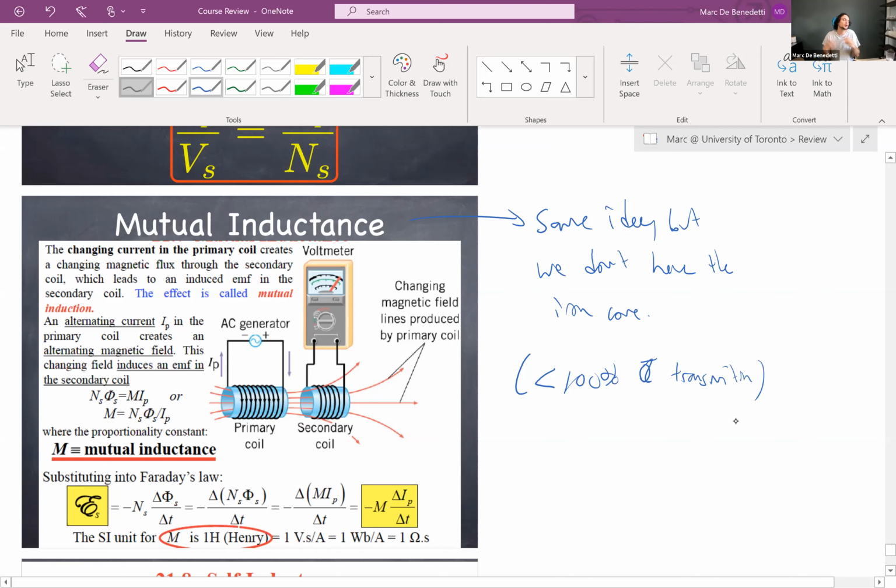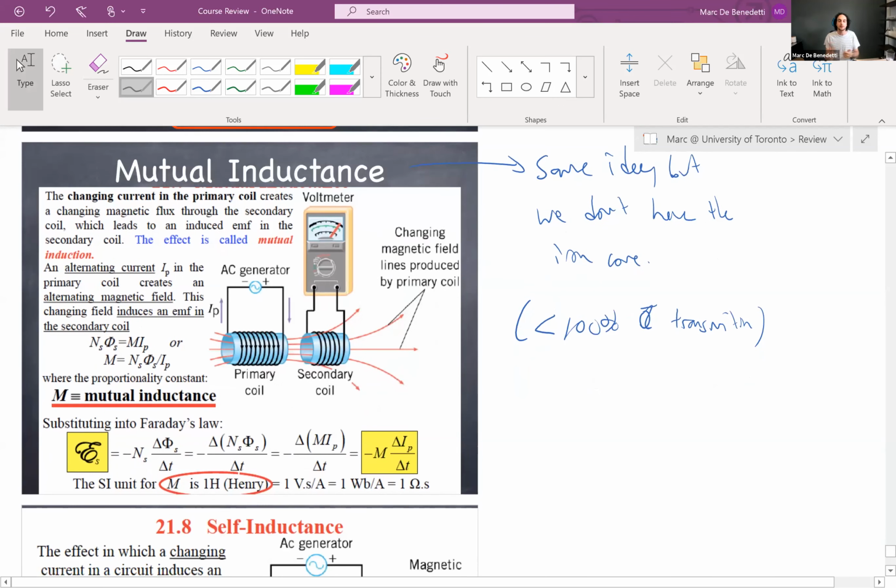And there are so many factors that go into whether it's 90% transmission or 50%. It's things like the distance between the coils, the orientation of the coils: are the coils facing each other as they are in this diagram, or are they facing sideways? There are so many factors that there really is no formula for this. We just lump it into a variable. We call it M, the mutual inductance coefficient, and it's usually experimentally determined.